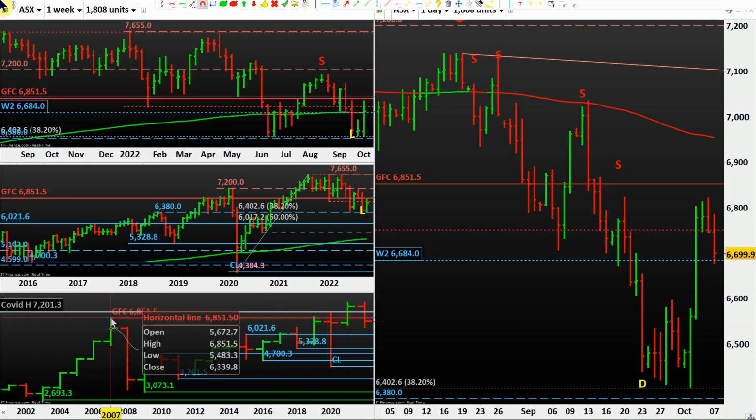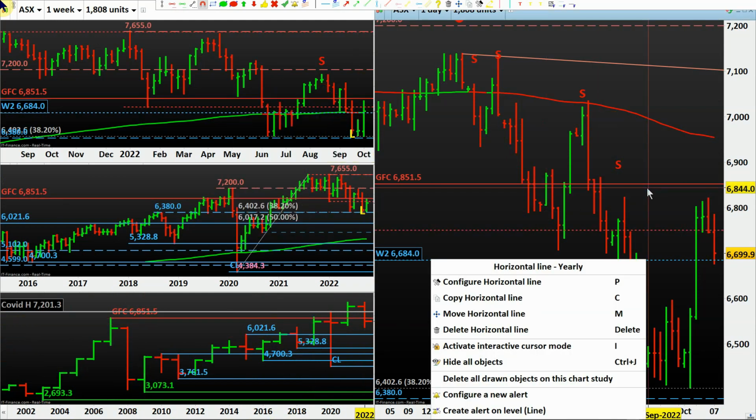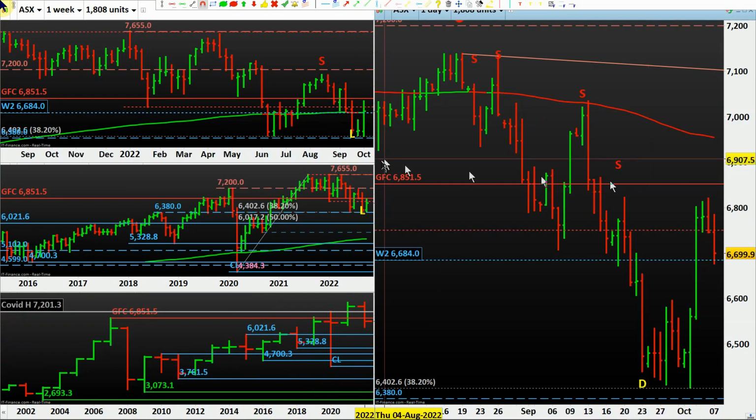6851 is the global financial crisis, and the COVID high is 7201. This yearly chart tells us a lot of things. It will tell us the COVID high, the global financial crisis high, and so forth. So from this chart, these are the two numbers, or only one number which you should remember: 6851. This is the one, global financial crisis 2008.